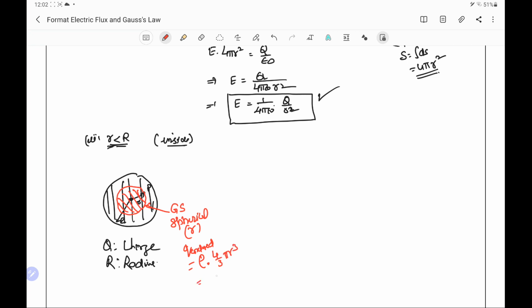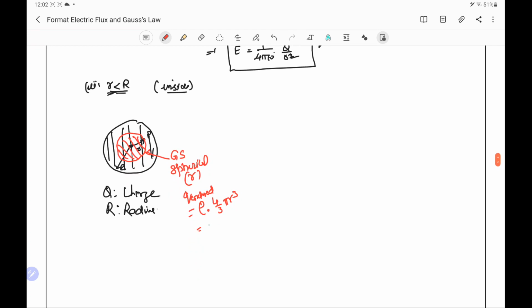And if we check the density, density is total charge, that is Q, by total volume of the sphere, that is 4 by 3 pi R cube. This 4 by 3 pi will be cancelled, and the charge enclosed is Q r cube by capital R cube. So this is the charge which causes the electric field at the point P.